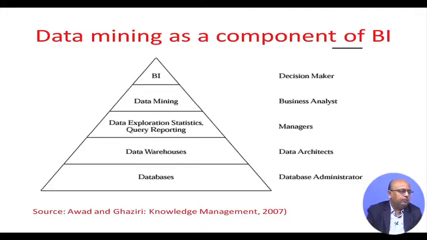Then you go for exploration, statistics, query reporting, which is basically done by the managers. Then you go for data mining, and that is basically the task of business managers. And at the top level you have business intelligence, which actually helps you take certain business decisions, and that is done by the top management. So, it creates a hierarchy where data architecture and database administration activities are taken at the junior level, and then middle level managers are engaged in exploration and statistics, then they try to answer certain queries based on the data, and then you move further.